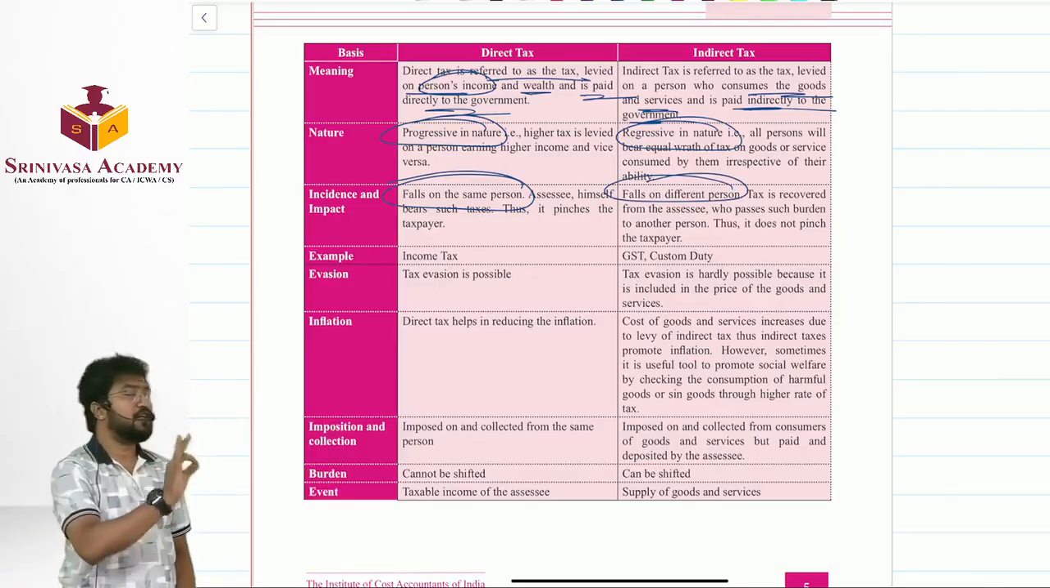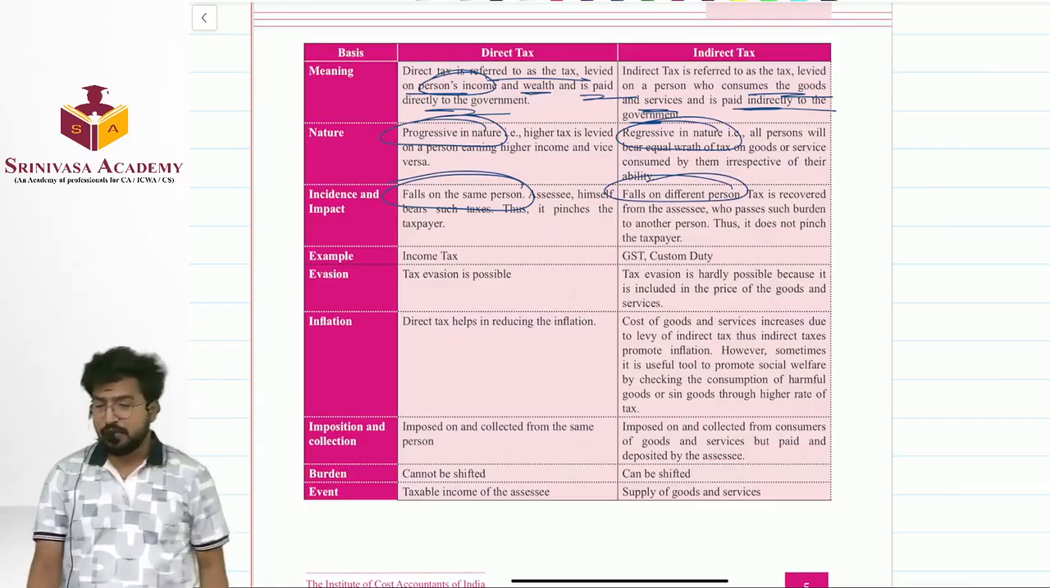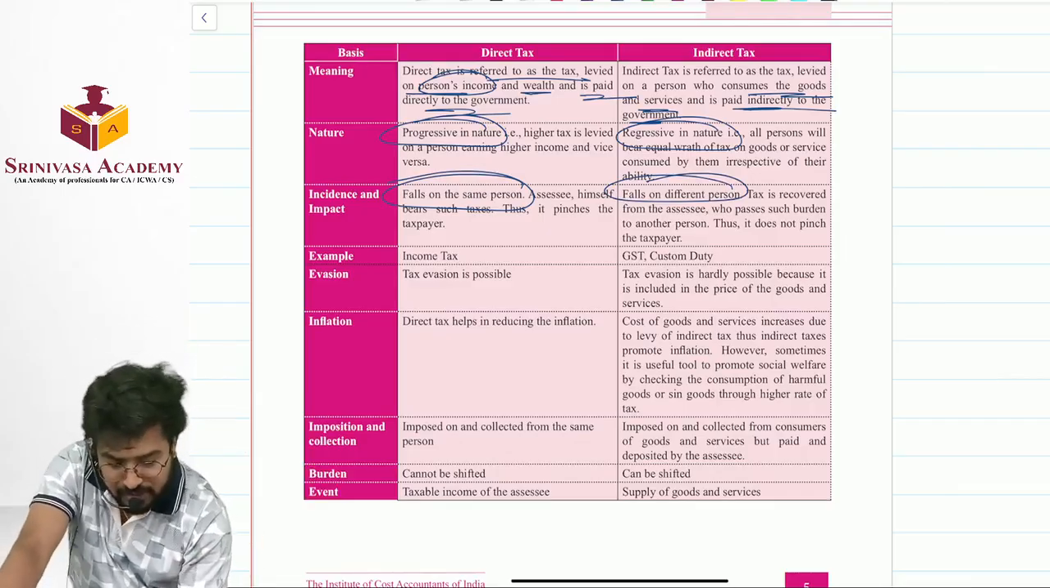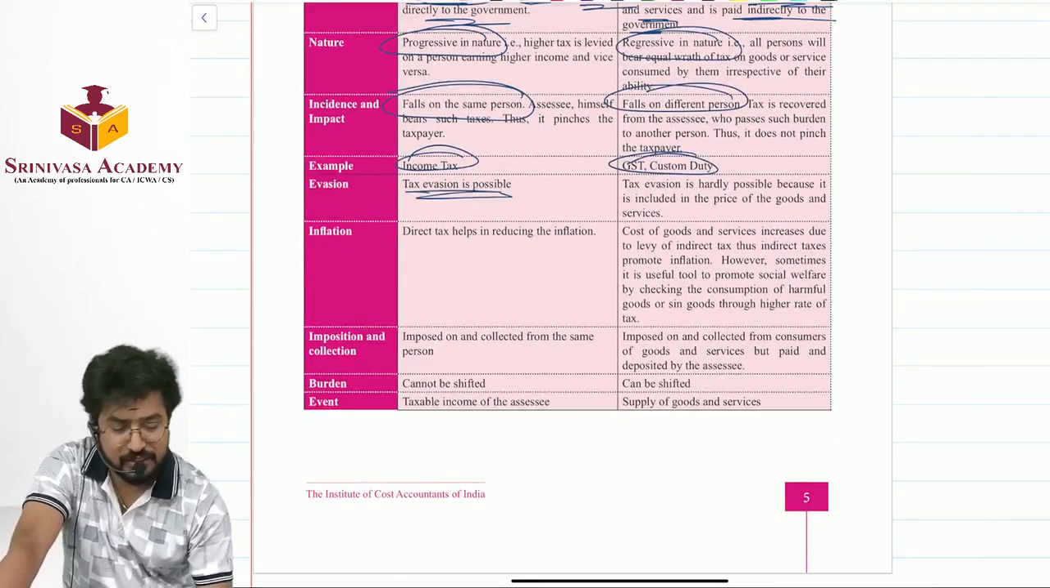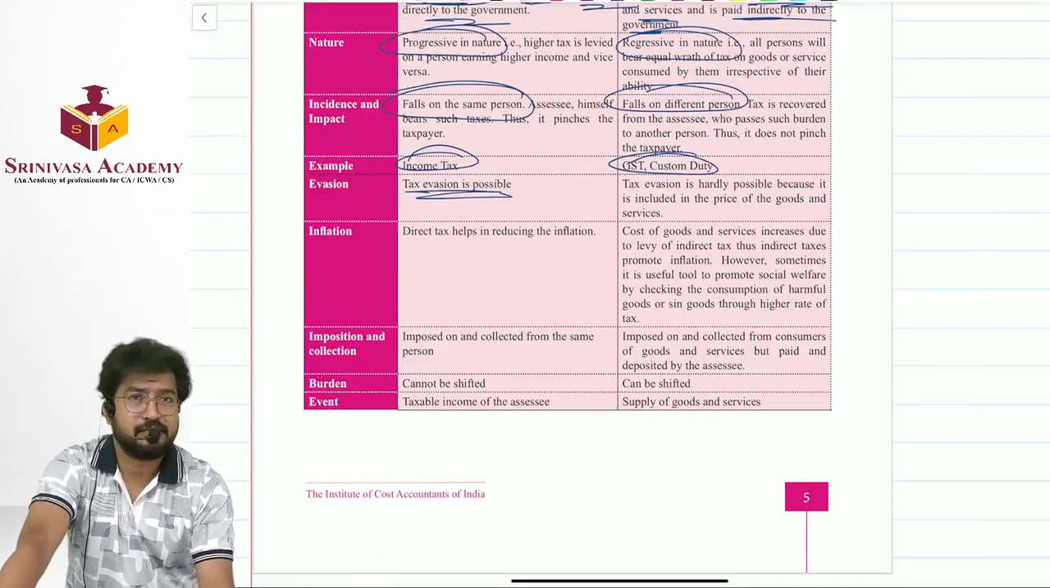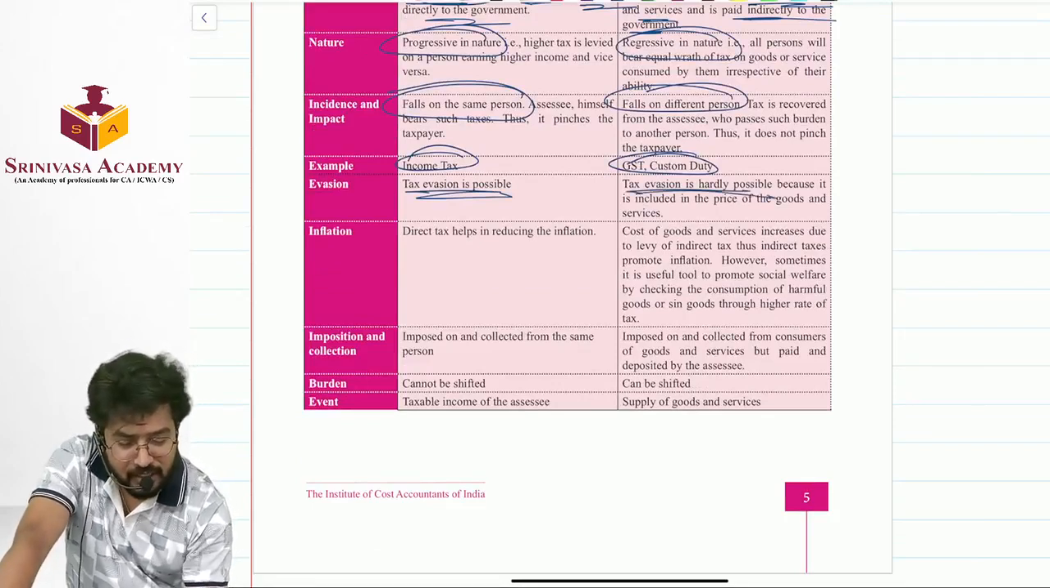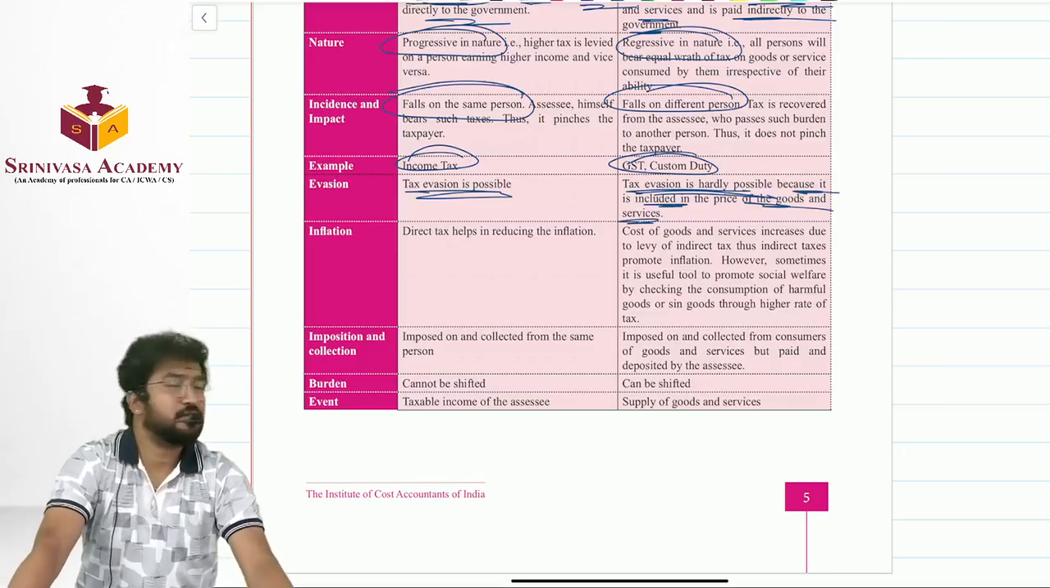As you know, the main feature of indirect tax is what? Shifting of burden. Right? Next, example: income tax for direct tax, GST and customs duty for indirect tax. Evasion. Tax evasion is possible in direct tax. In indirect tax, it is hardly possible because it is included in the price of the product.